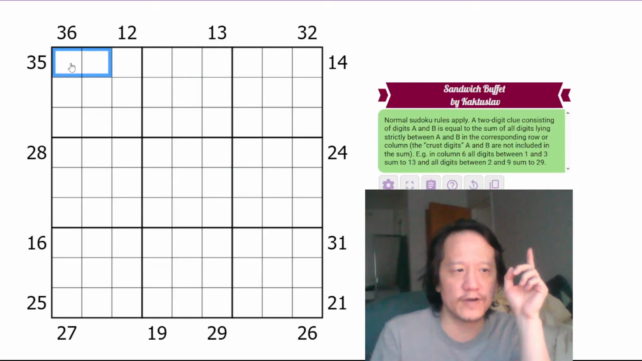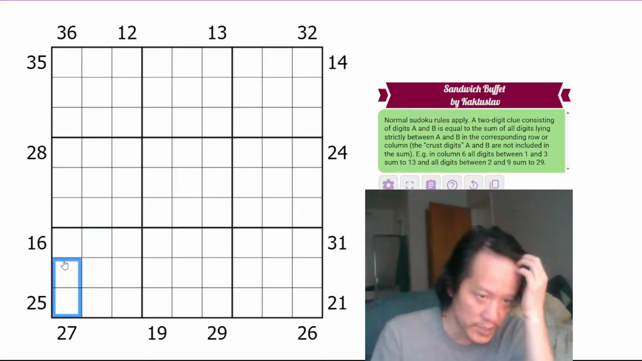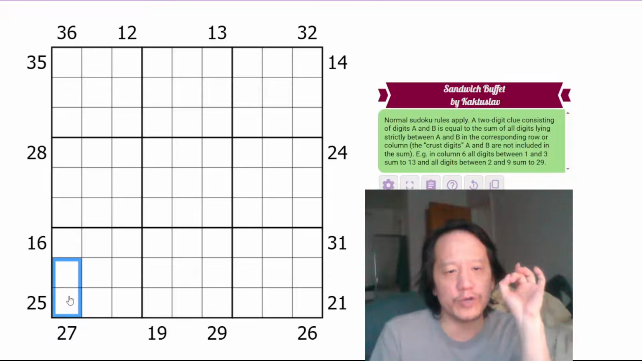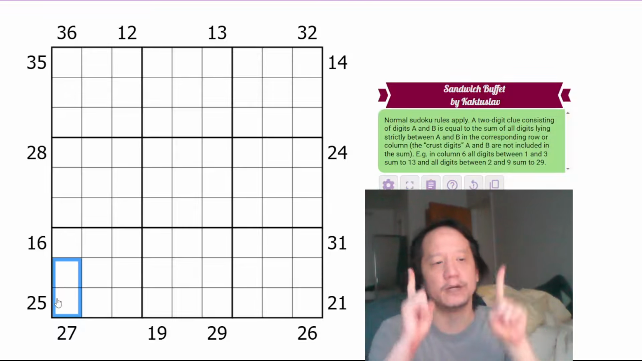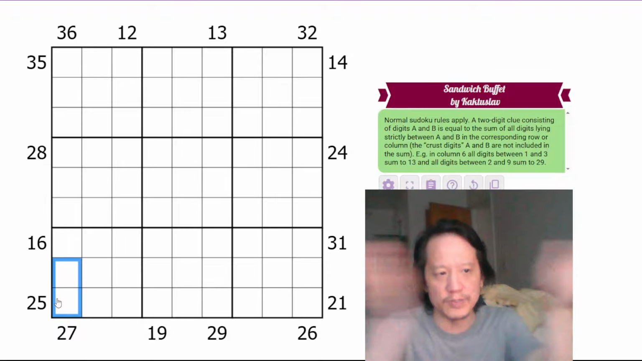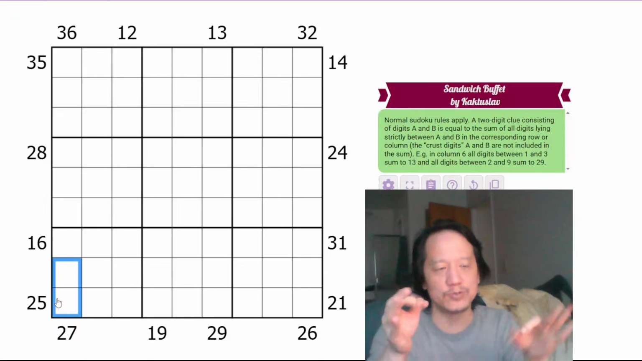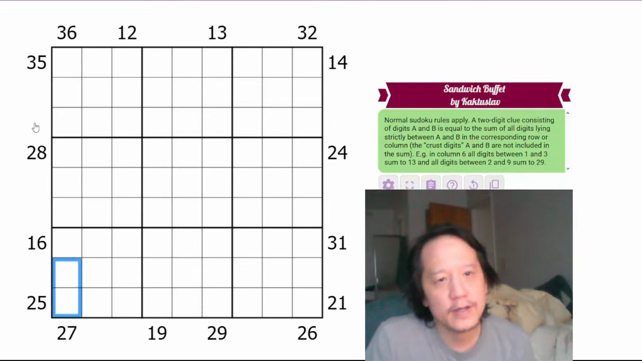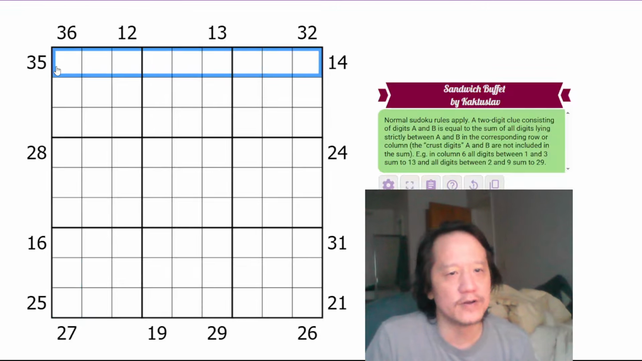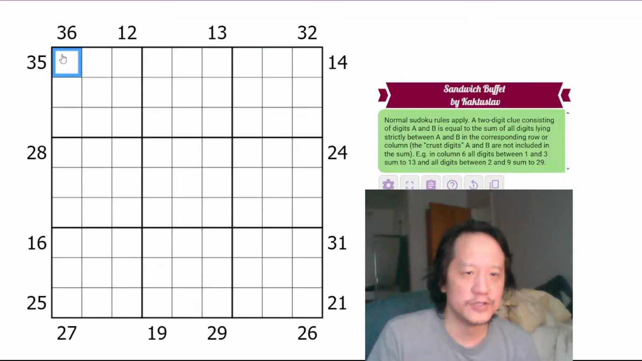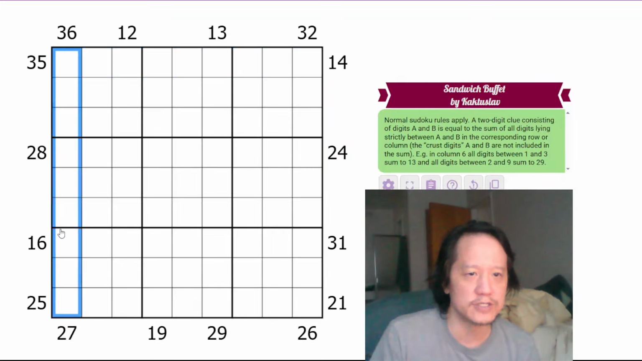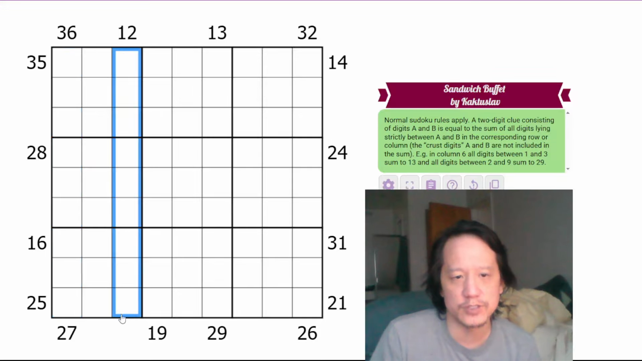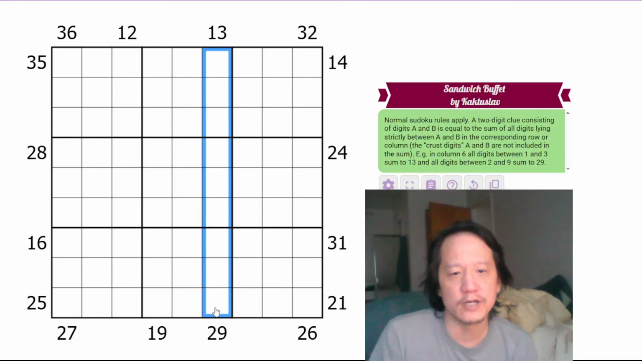This would be 3 and 5 here. This would be 2 and 8. 1, 6 here. 2, 5 here. 2, 7. So the digits strictly in between those 2 digits must sum up to the sum, right? So the digits between 3 and 5 here must add up to 35. The digits between 3 and 6 here must add up to 36. The digits between 1 and 2 here must add up to 12. The digits between 1 and 3 here must add up to 13, etc.